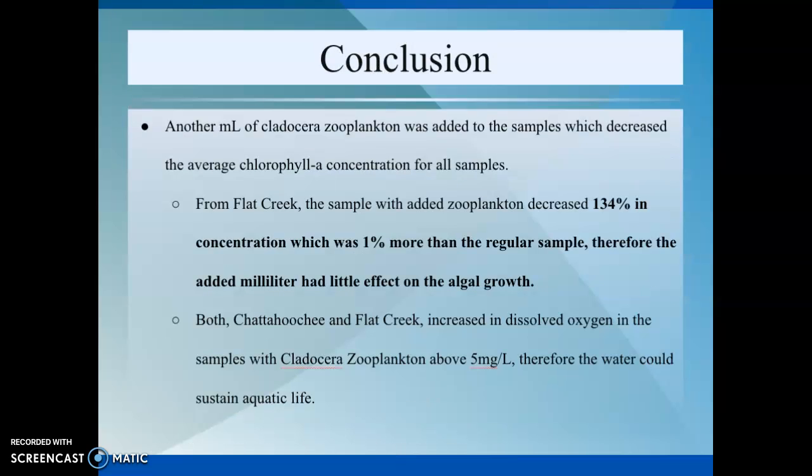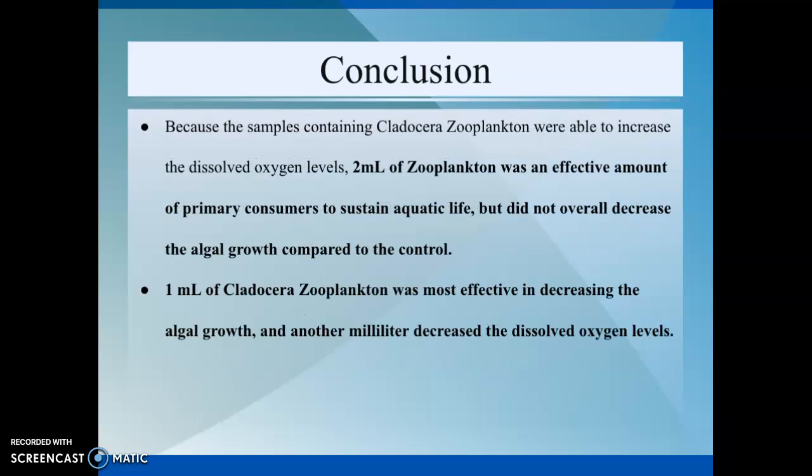Therefore, another milliliter of Cladocera zooplankton was added to the samples, which decreased the average chlorophyll concentration. From Flat Creek, it decreased the concentration 134%, which was 1% more than the regular sample. Therefore, the added milliliter had little effect on the algal growth. So overall, 2 milliliters of zooplankton was an effective amount of primary consumers to sustain aquatic life, but it did not overall decrease the algal growth compared to the control.